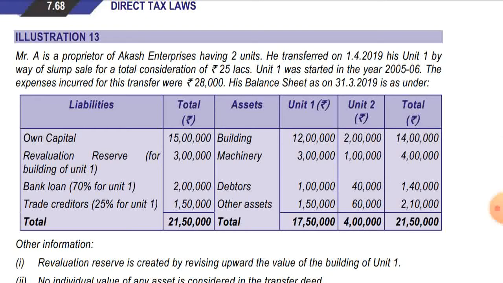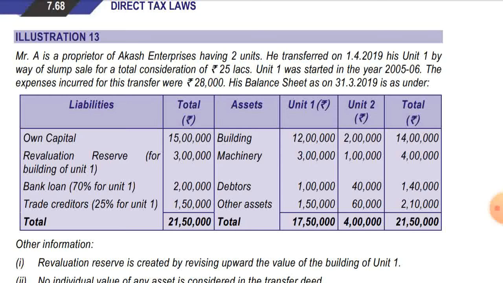Number 13. Mr. A is the proprietor of Akash Enterprise having 2 units. He transferred on 1st April 2019 his unit 1 by way of slump sale for a consideration of rupees 25 lakhs. Unit 1 was started in the year 2005-6. The expense incurred for the transfer was 28,000. His balance sheet as on 31st March 2019 is as under.